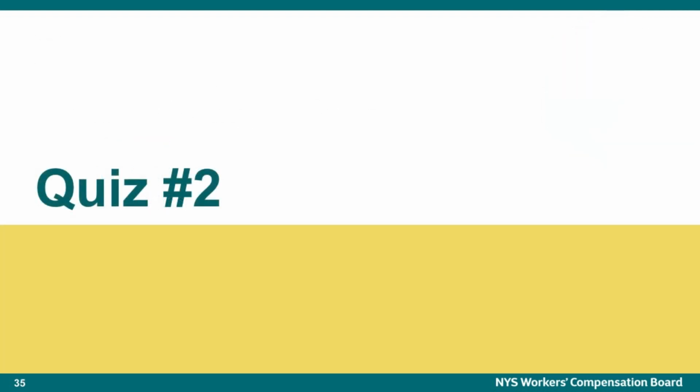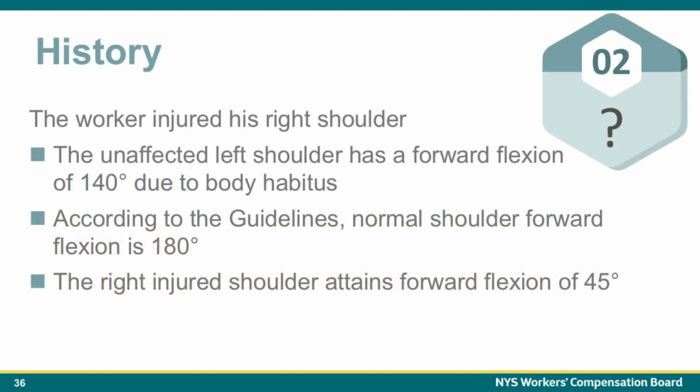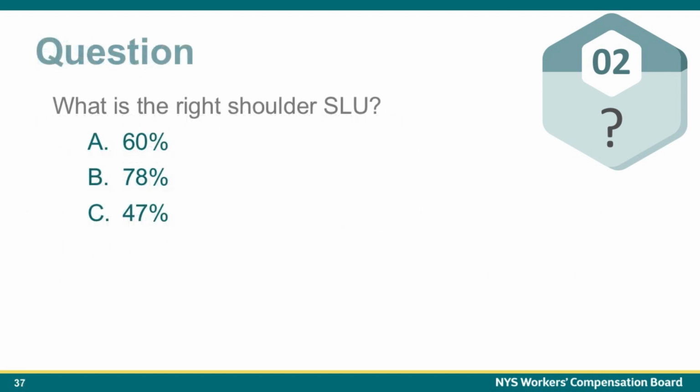Quiz number 2 involves a more complicated case. The worker injured his right shoulder. The unaffected left shoulder has a forward flexion of 140 degrees due to body habitus restrictions. According to the guidelines, normal shoulder forward flexion is 180 degrees. The right injured shoulder obtains forward flexion of 45 degrees. What is the right shoulder SLU? Is it A, 60%, B, 78%, or C, 47%?